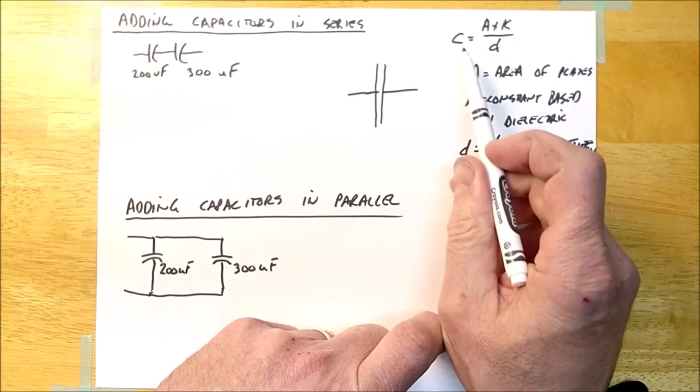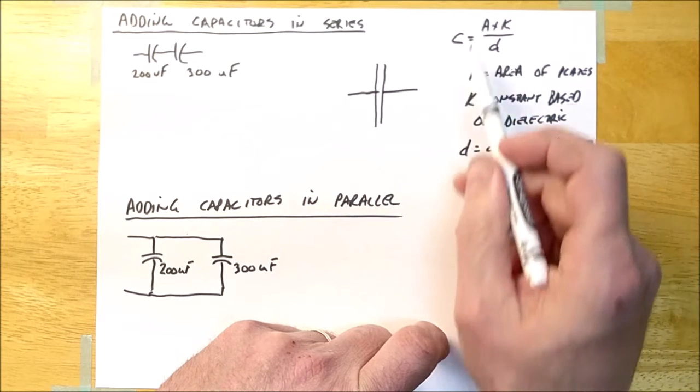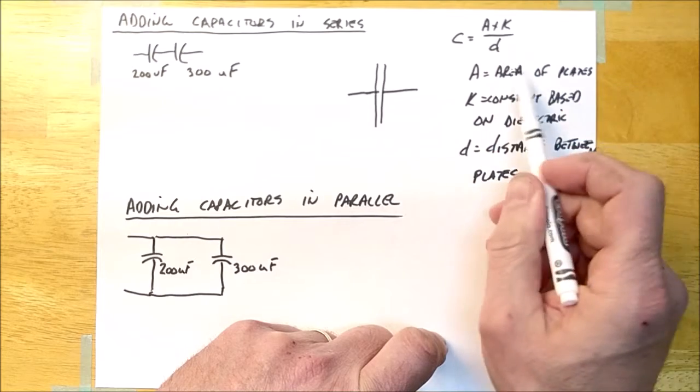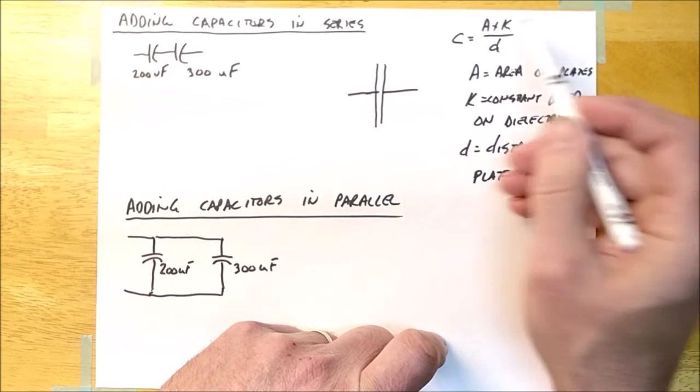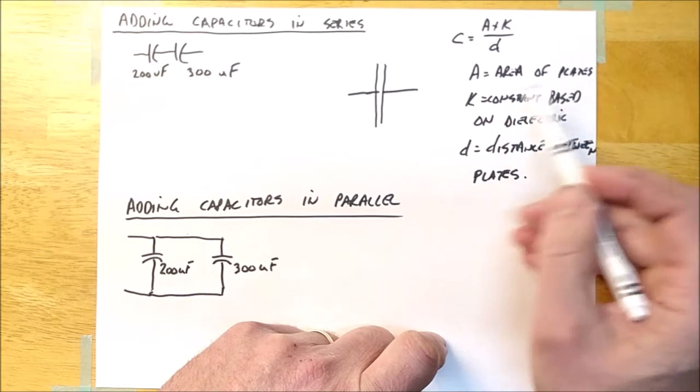Here's the formula. It says C is equal to A times K over D, and C is capacitance in farads, okay? A is the area of the plates. In other words, the bigger these plates, the bigger A is. K is a constant based on what the dielectric is made out of, and we don't care that much.